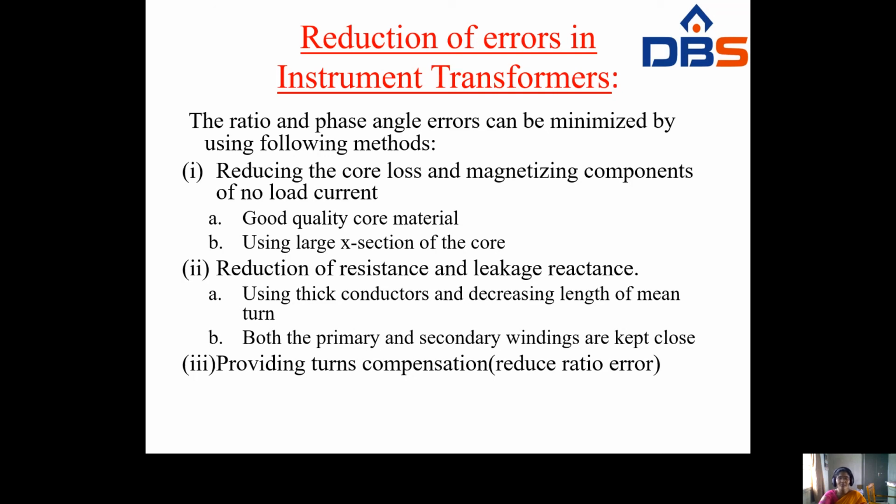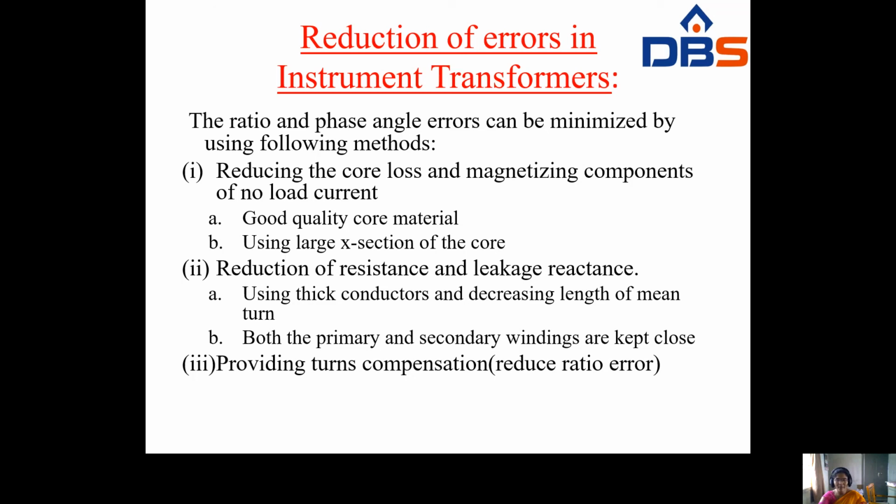To reduce the core loss and magnetizing components, you have to choose good quality core material. Similarly, use a large cross section of the core. So next one is what? Reduction of resistance and leakage reactance. You have to reduce the resistance and leakage reactance also. For this, use thick conductors and decrease the length of the mean turn. So to reduce the resistance and leakage reactance, you have to use thick conductors.